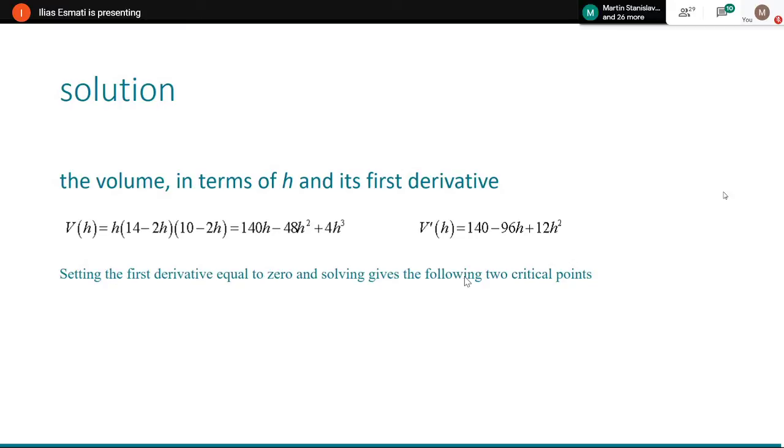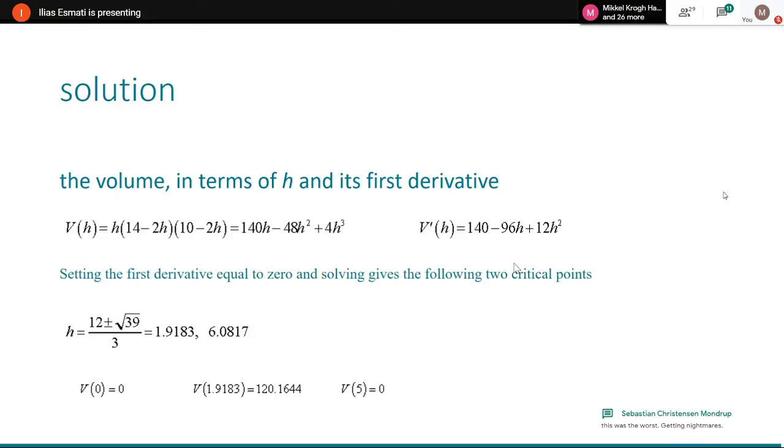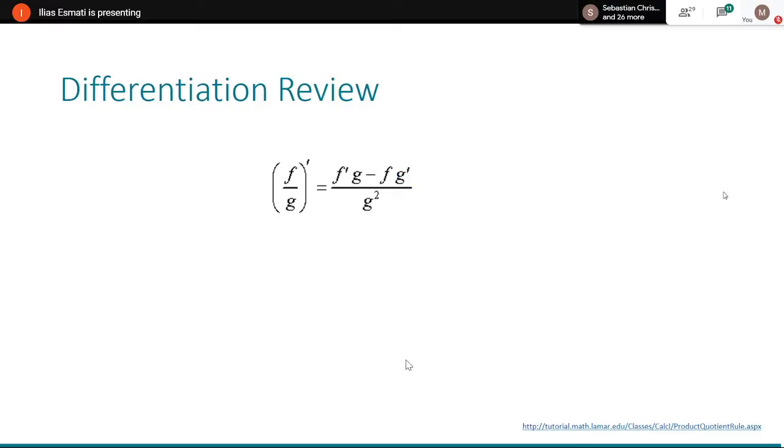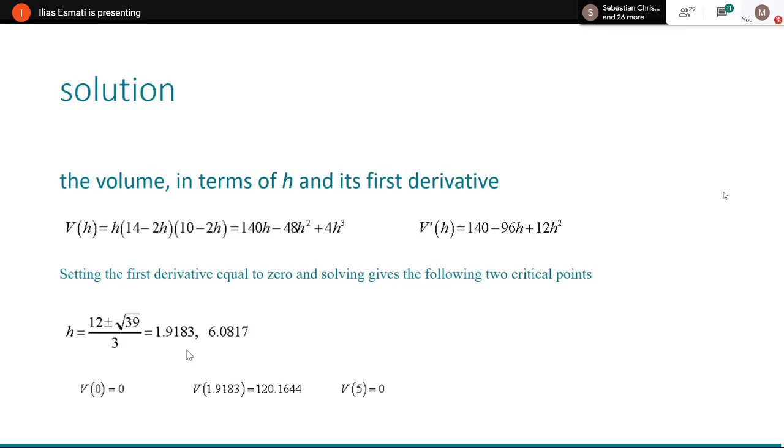So now I have differentiated. What does it mean? If I put that one, v equals 0, there's always, if we want to optimize a function, optimize whatever, you let the differential part equal 0, and then you solve it. So that means if the height is 6.08, then I would get the maximum volume, which would be 120.